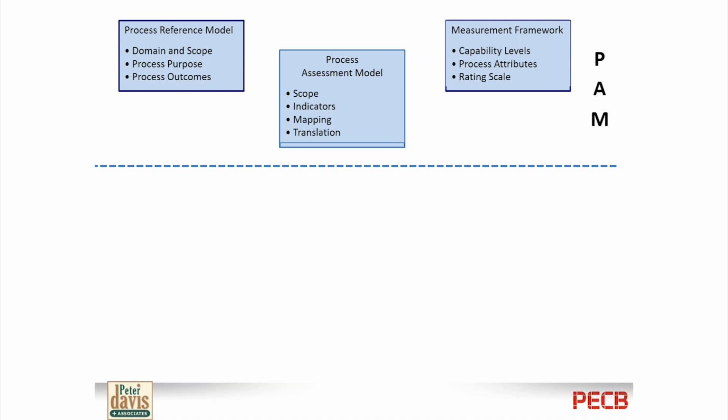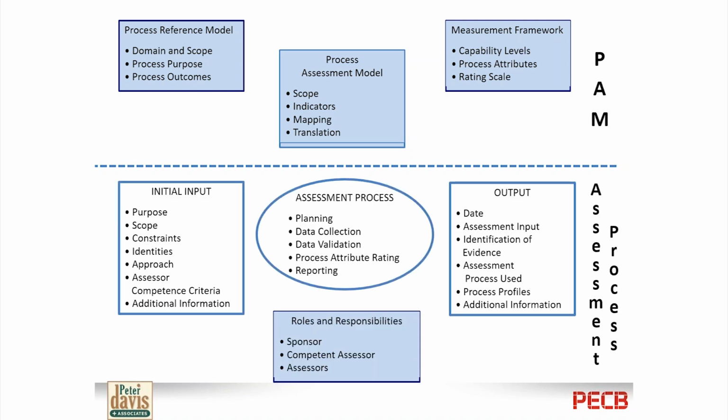So we have our PAM. That's the first thing we need because we have to do assessment based on something. But we also need an assessment process. And the assessment process is basically like a little mini audit, if you want. It in itself is a project. And you can see that we have the initial input, such as what is the purpose of this? Are we trying to do capability determination or process improvement? What is the scope? Is it this division, this department, this company? What is the scope of the assessment?